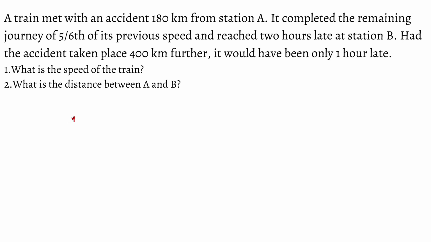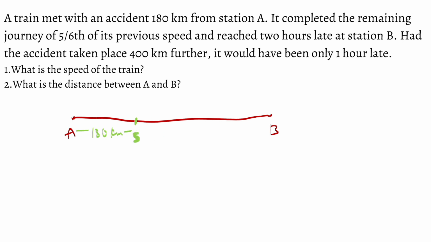So this is station A and this one is station B. A train met with an accident 180 kilometers from station A. So it met with an accident somewhere here. Let's take this as S. Okay, so this is 180 kilometers. So it met with an accident here.